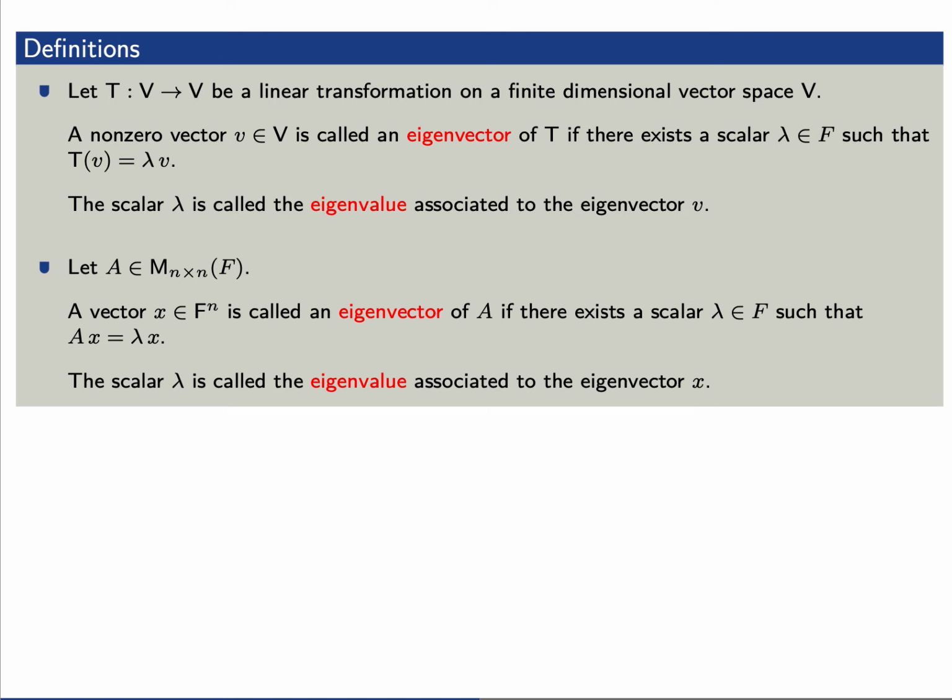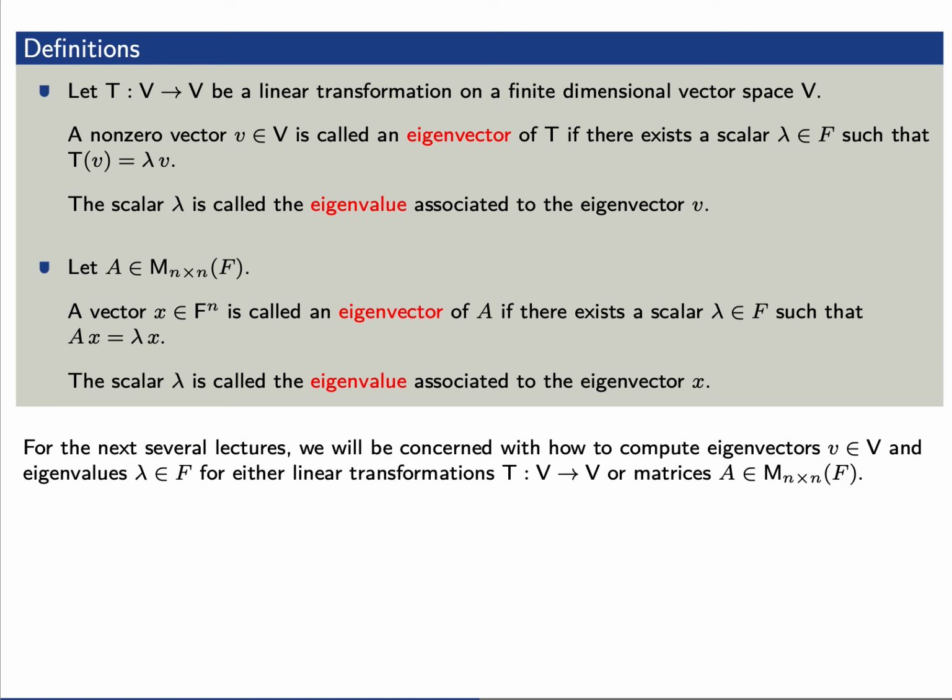Similarly, say that A is an n by n matrix. A vector x is said to be an eigenvector for our matrix A if there exists a scalar lambda such that A times x is lambda times x. The scalar lambda is similarly called the eigenvalue associated to the eigenvector x. For the next few lectures, we're going to be concerned with how to compute eigenvectors and how to compute eigenvalues, either for linear transformations T or for matrices A.